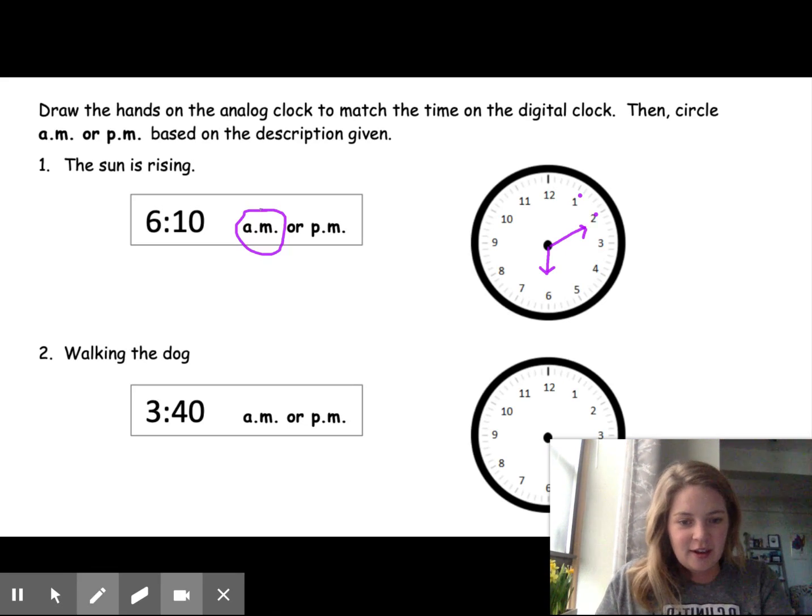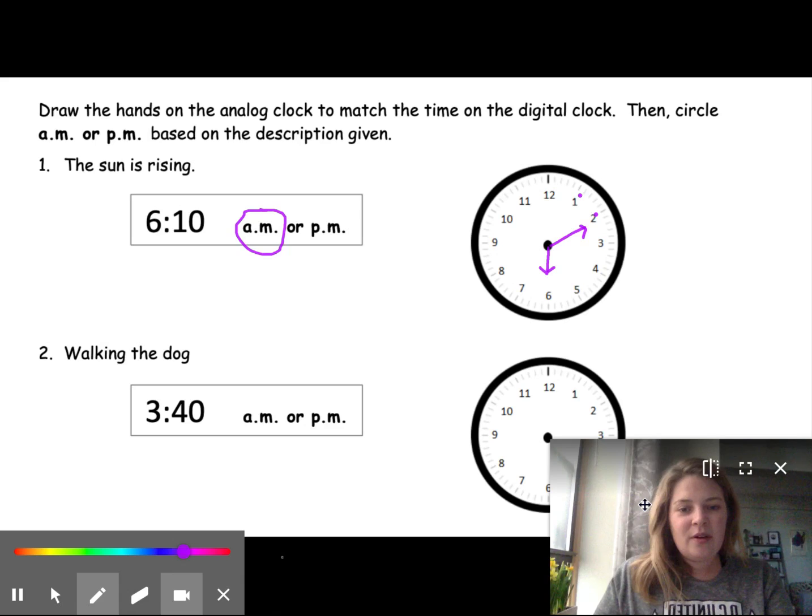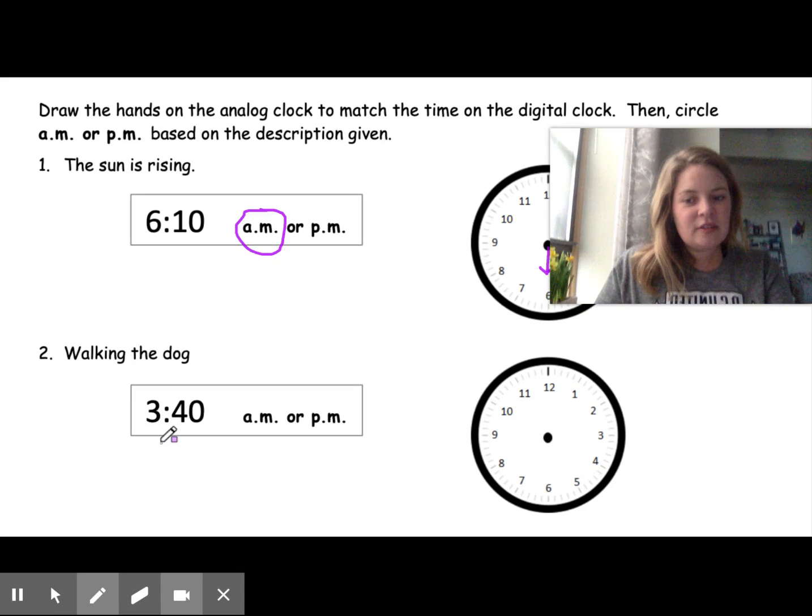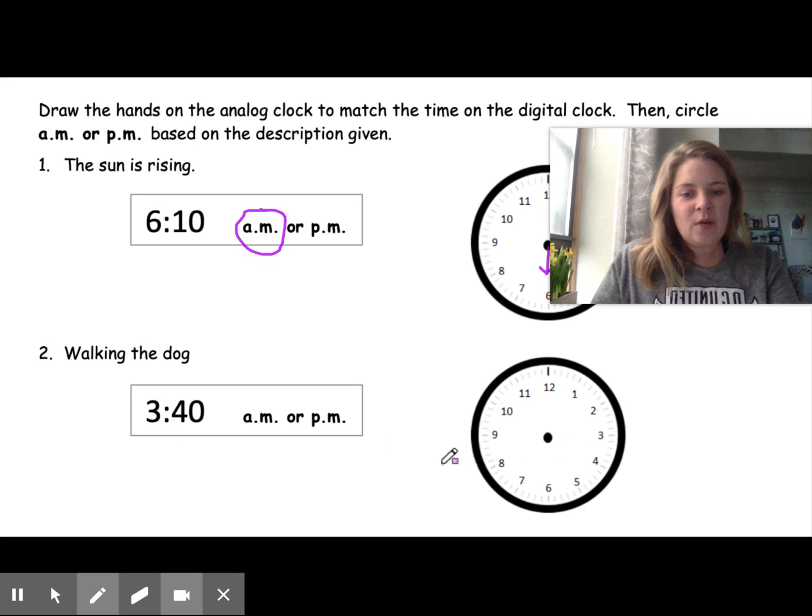All right, walking the dog. Would you walk the dog at 3:40 in the AM or the PM? So first, let's draw. 3:40. 40 is closer to 60, so the hour hand is going to go a little bit over the 3, that short hand. And then let's count to 40. 5, 10, 15, 20, 25, 30, 35, 40. So our minute hand is going to point to the 8.